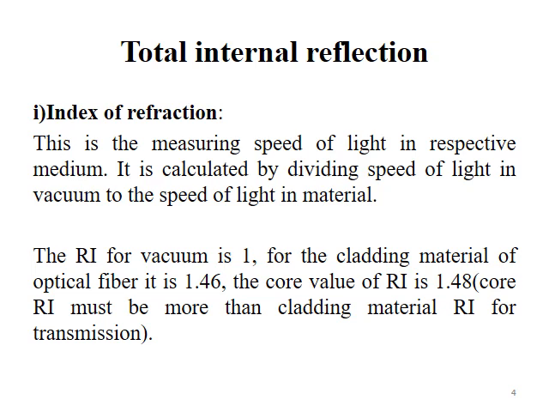This is a measure of the speed of light in the respective medium. It is calculated by dividing the speed of light in vacuum by the speed of light in the material. The refractive index of vacuum is 1. For the cladding material of the optical fiber, it is 1.46. The core value of the refractive index is 1.48.